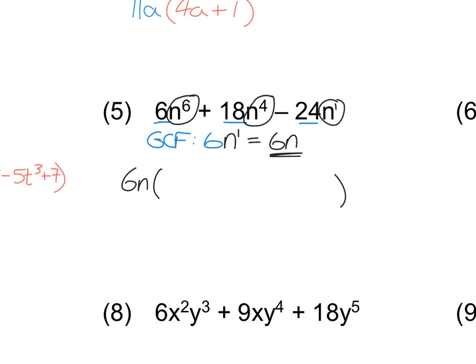So what do I get when I divide 6n to the 6th by 6n? n to the 5th. Then 3n to the 3rd minus 4. An even 4. All right. Let's see if I can clean that up a little bit.